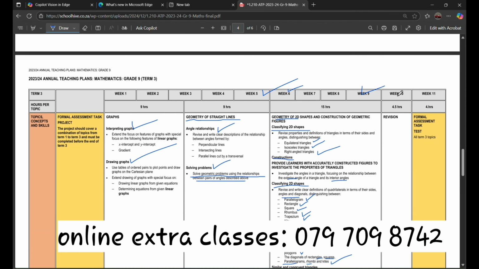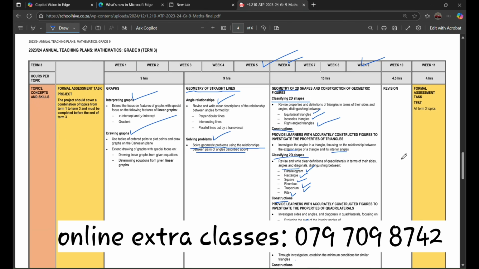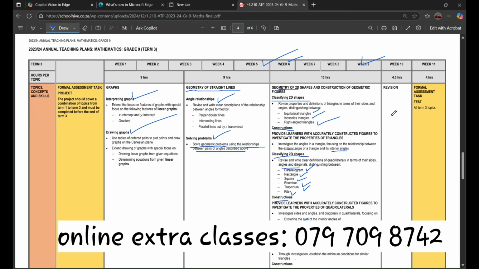Within the 10th week is going to be a revision of everything that you have learned throughout the whole of term 3.